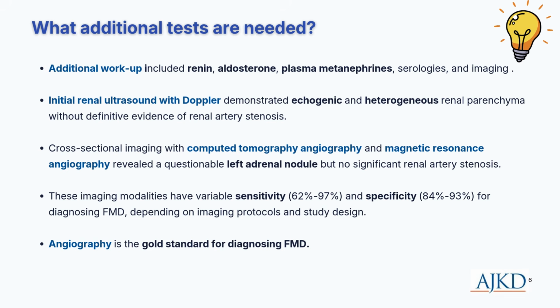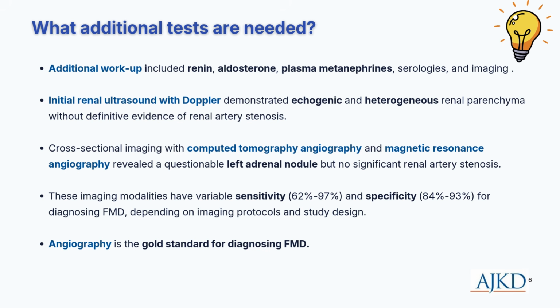This is where experienced clinicians pause, because imaging can be misleading in young patients with renal vascular disease. Sensitivity and specificity vary widely depending on the technique, somewhere between 62% to 97% in sensitivity and from 84% to 93% specificity, especially for FMD.